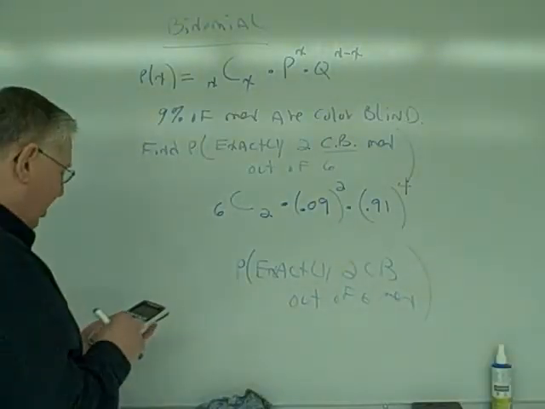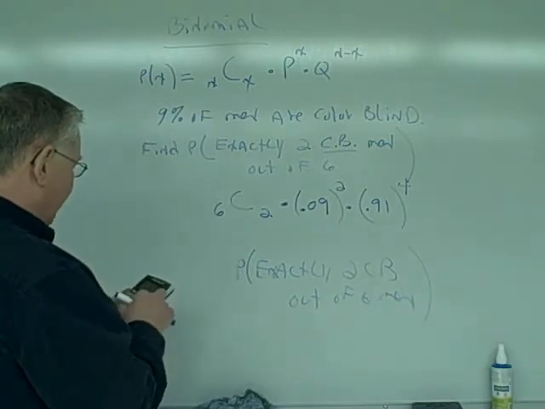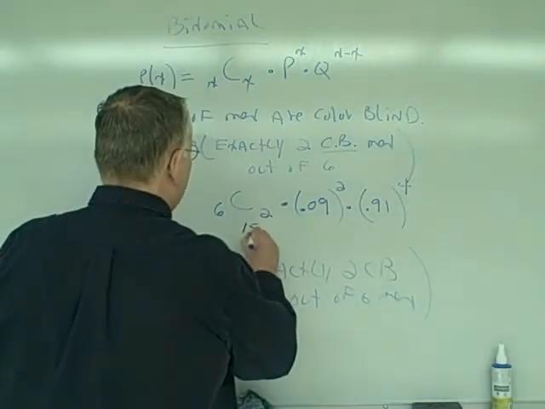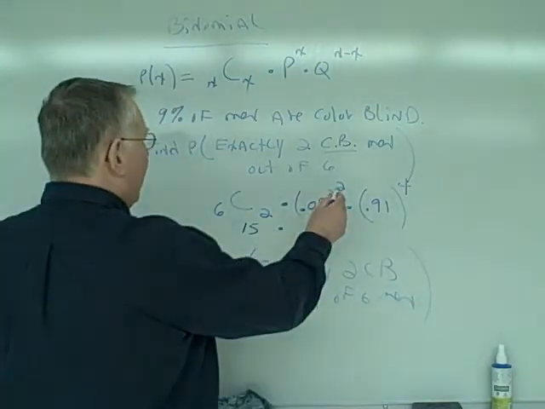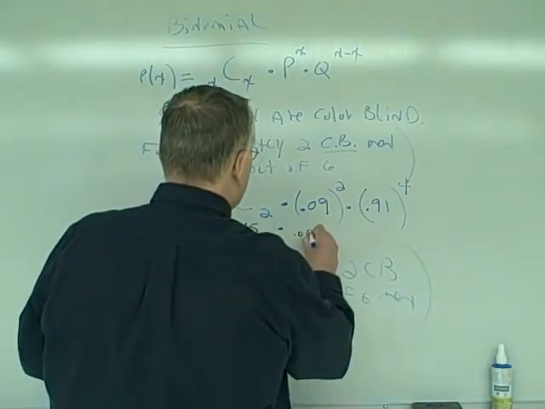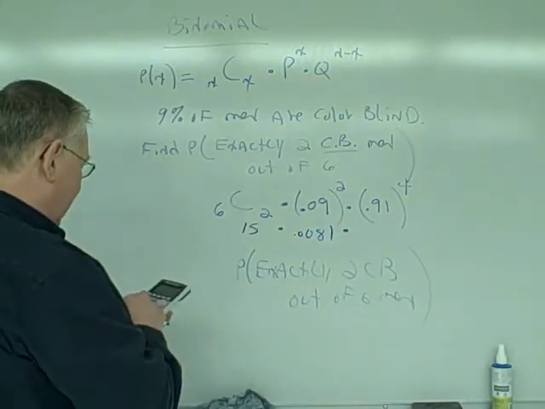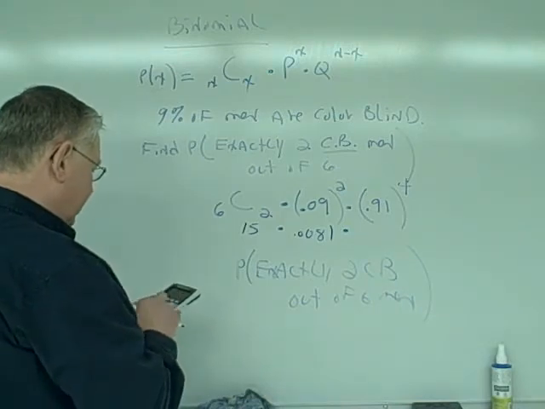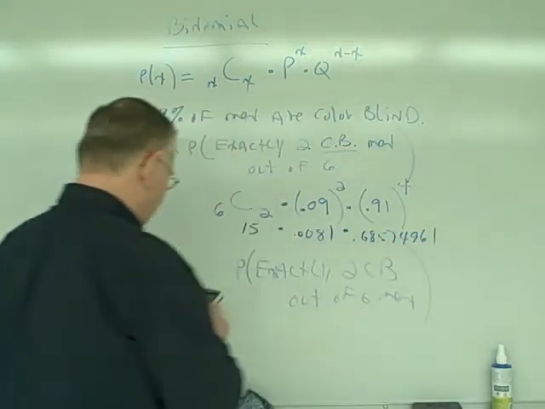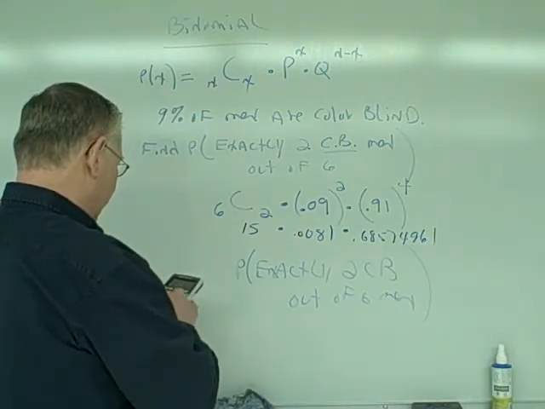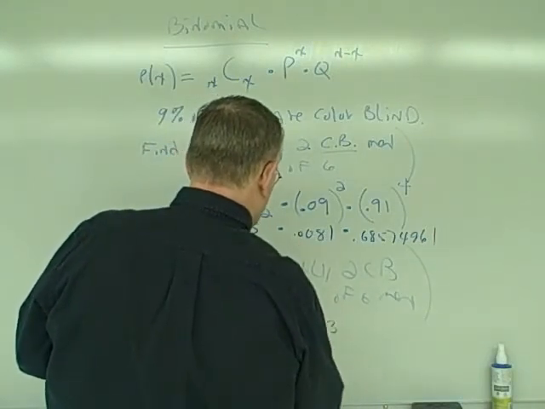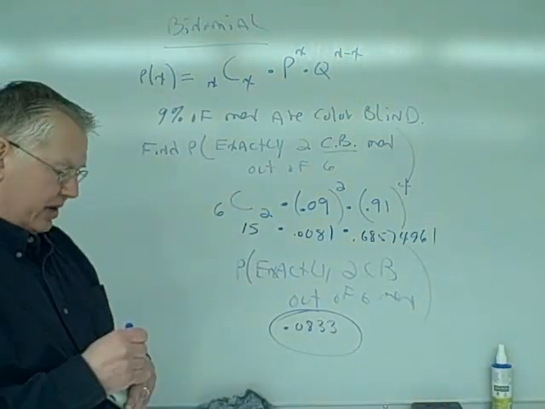So if I do these calculations here, put in 6, math, probability, nCr, 2, I get 15. So there are 15 ways of getting 2 colorblind and 4 not colorblind. If I take 0.09 raised to the second, I'm going to get 0.0081. And if I take 0.91, the probability of not colorblind, raised to the fourth, because I want four of them not colorblind, I get 0.68574961. And if I multiply those all together, I get a probability of 0.0833 that I get exactly two colorblind out of six men.